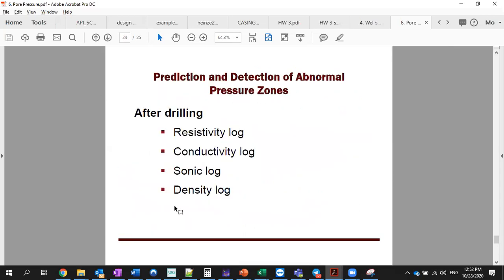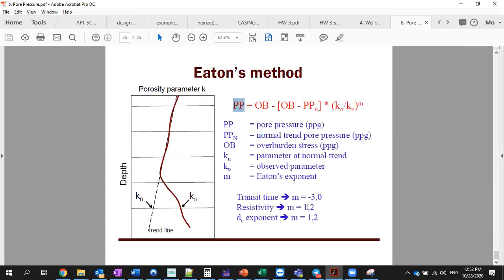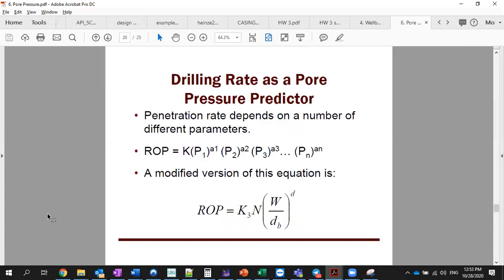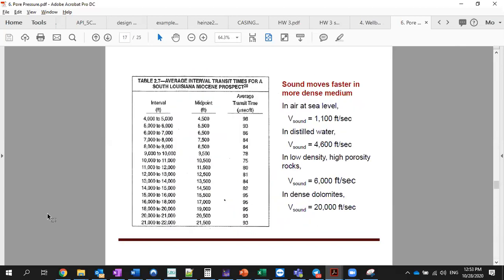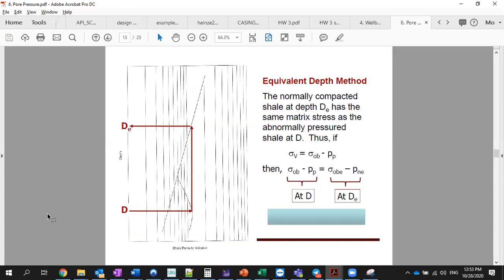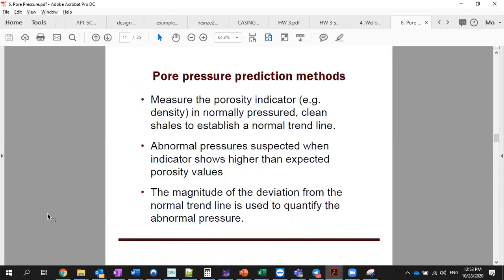Now I could give you any of these graphs: resistivity, conductivity, sonic, density. The exponents are different, you see, right? But the equation is basically the same equation. And I think that's it. That's 4 problems for your exam. I don't think I'll give you more than 4 problems.